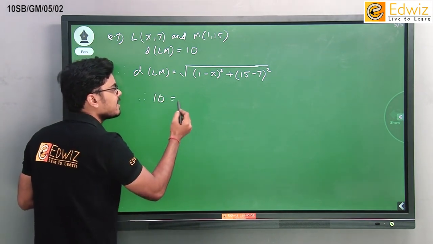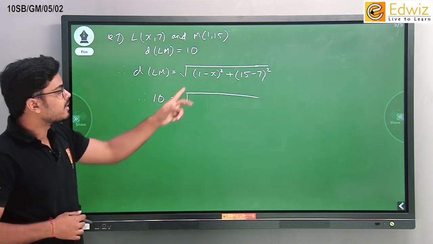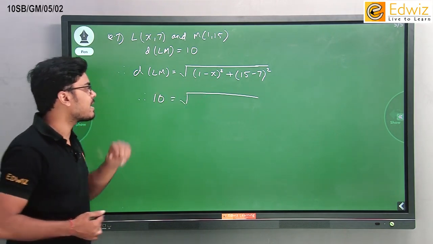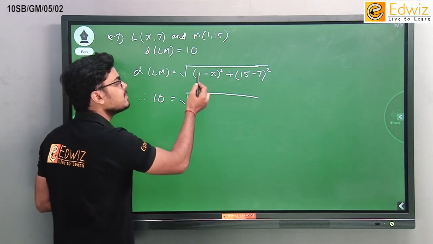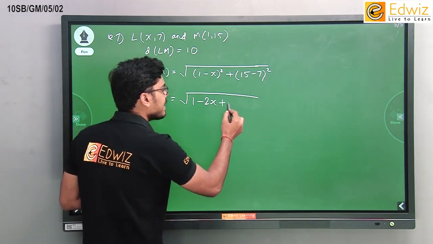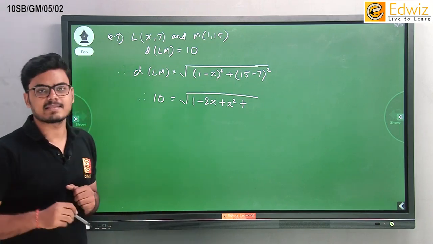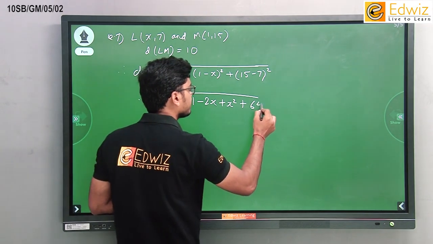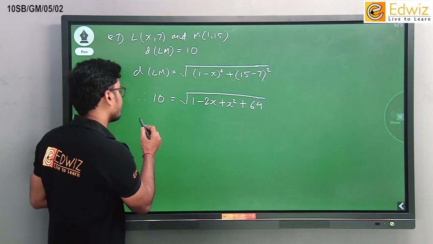Therefore, 10 will be equal to square root of, let us open the brackets now. We can open this using the (a minus b) the whole square formula. Okay, so a square, that is 1, minus 2ab, that is minus 2 times 1 into x, that is 2x, plus b square, that is x square, plus 15 minus 7 is 8, correct? And 8 square is 64. So this is what we are getting here, 64 plus 1.